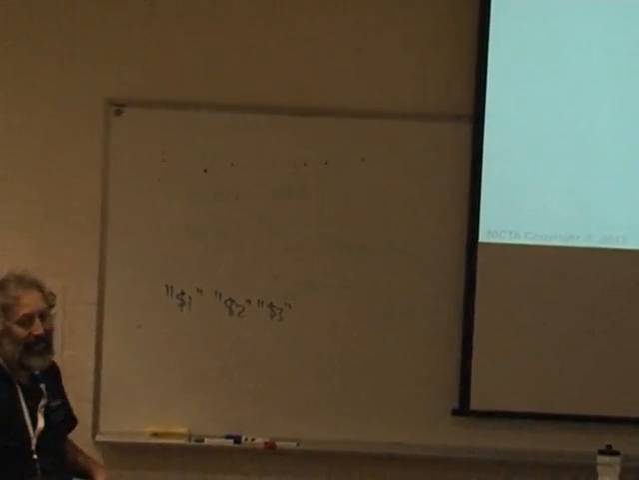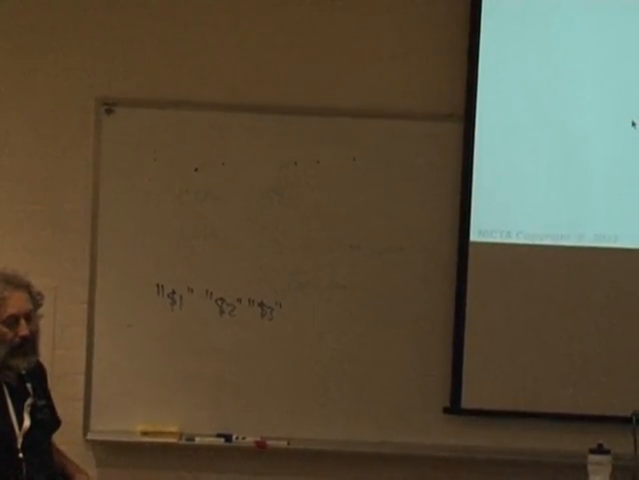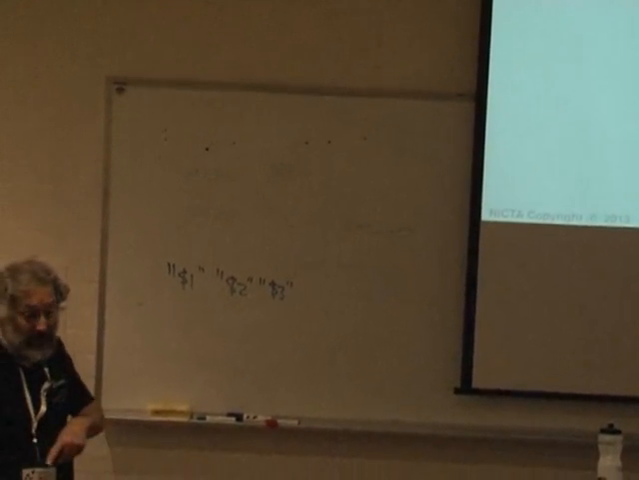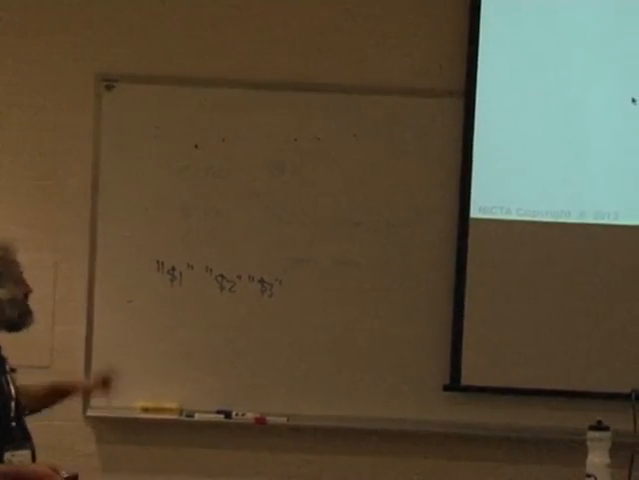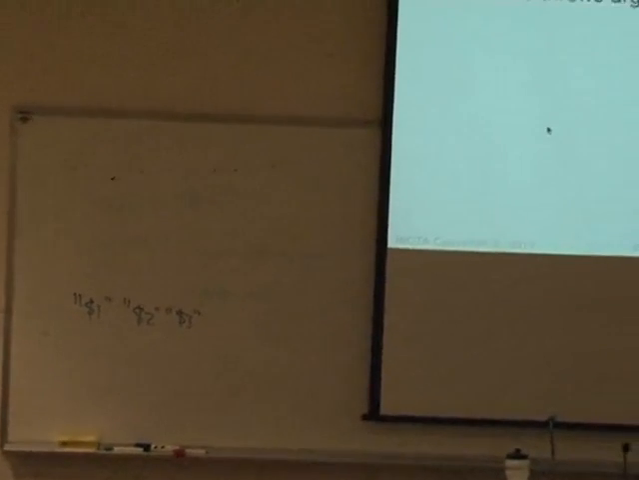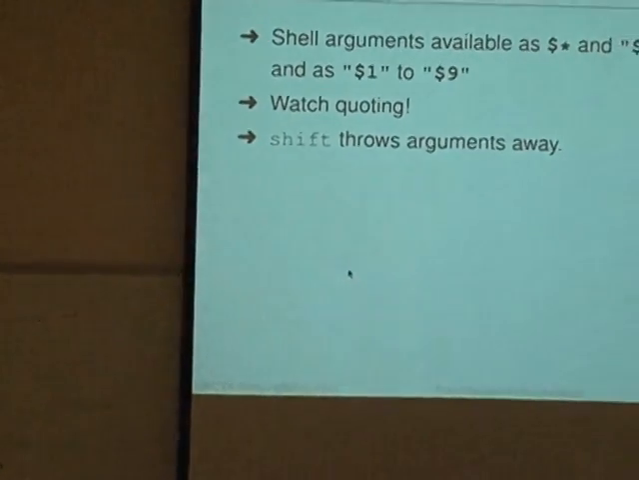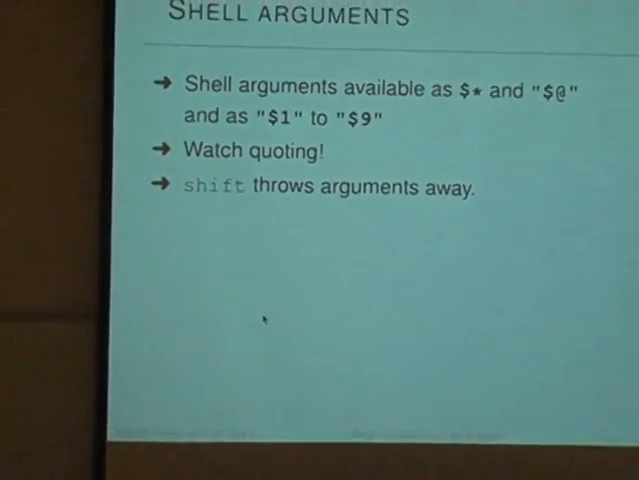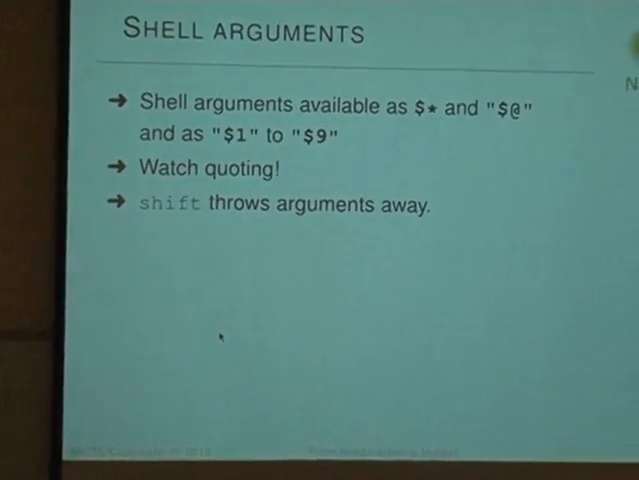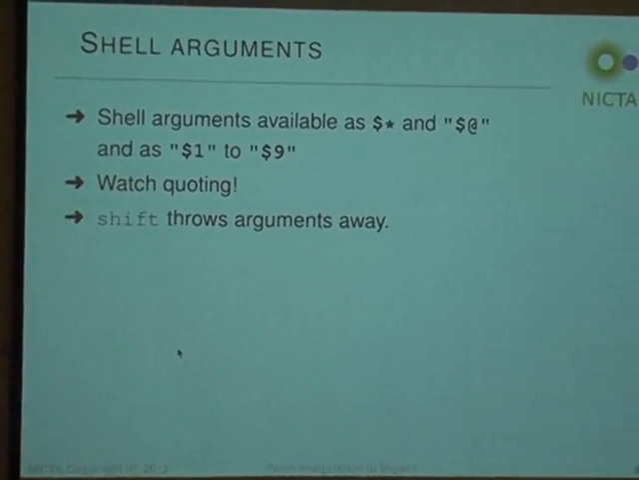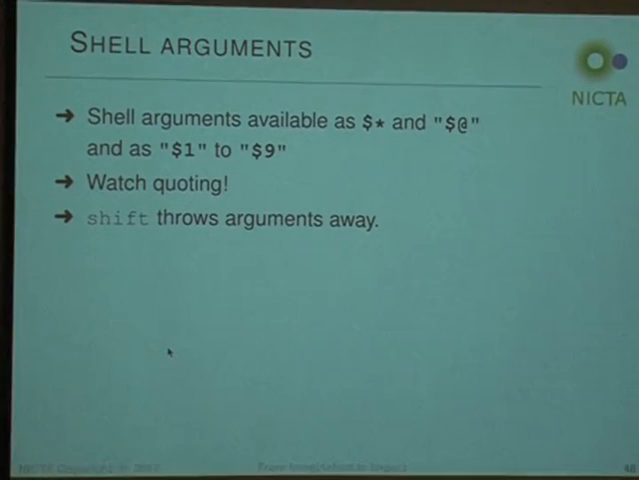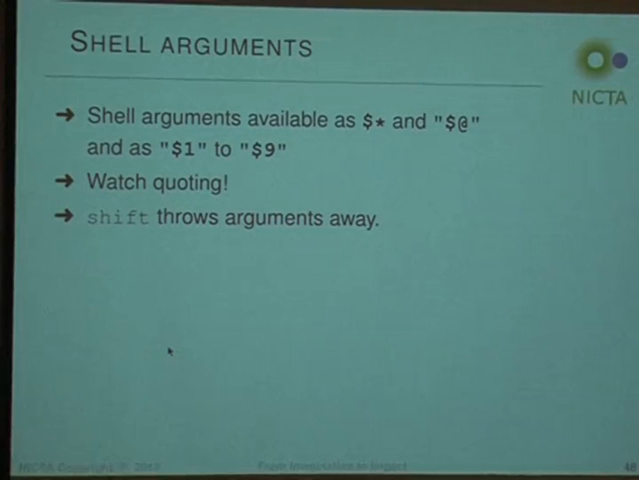So are you limited to that number of shell arguments? We're not really limited. We'll come to that. Watch the quoting. Shift throws arguments away. If you just say shift, it will throw away argument $1, rename $2 as $1, rename $3 as $2, and so on. And the previously invisible tenth argument becomes $9. You can give shift an argument, which is a number, and it will throw away that many. So you can throw away nine at once if you want.